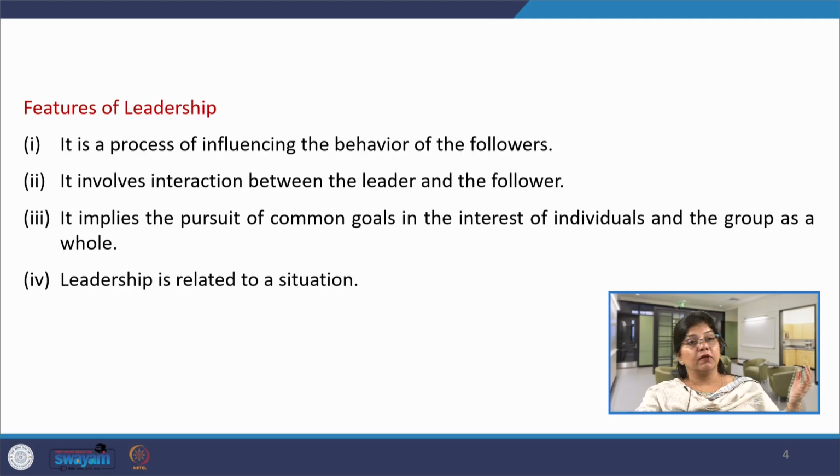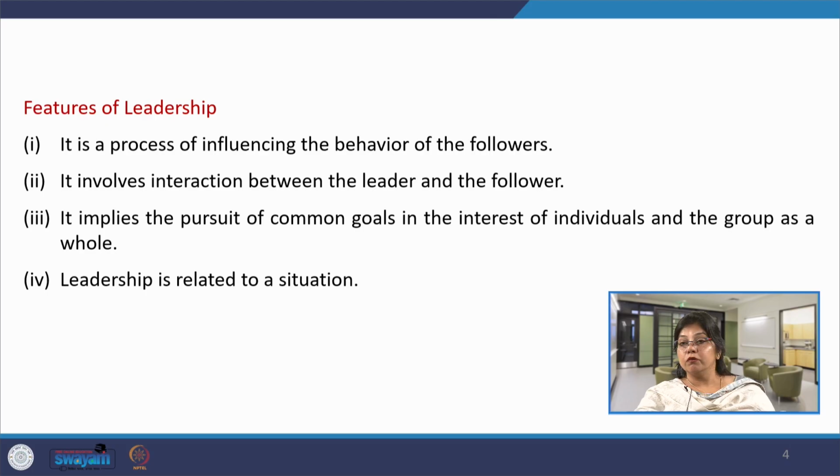As I mentioned, a leader has the authority to assign a particular goal to a particular member of the group or the team. The leader has an understanding of every team member, of who is more fit for a particular task. So, this requires close interaction with every member, and it requires influencing the team members in order to attain the objective of the goal. And how is that done? It is only through influence. It implies pursuit of common goals in the interest of individuals and the group.